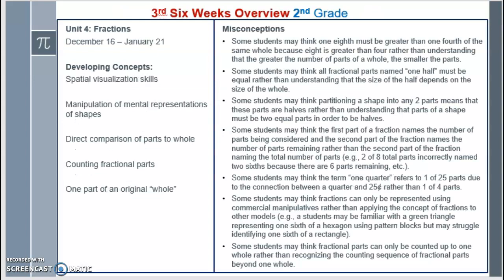Some developing concepts for fractions are that students are still developing that spatial visualization skill, the manipulation of mental representations of shapes, direct comparisons of parts to whole, counting those fractional parts, and then understanding that one part is a part of an original whole. And then again, we have a list of misconceptions when it comes to fractions for kids.